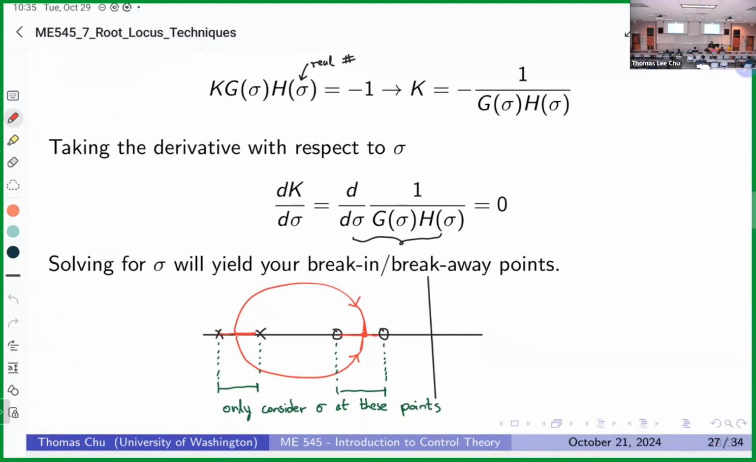One other thing about the breakaway and break-in points is that it's basically the point where, once your closed loop poles hit the break-in or breakaway points, the poles become real and repeated before they either become complex conjugates or they become unique real poles. So they always enter at the same spot.